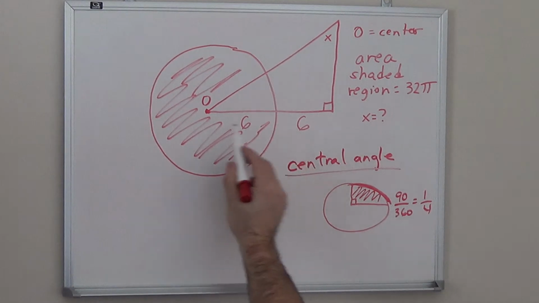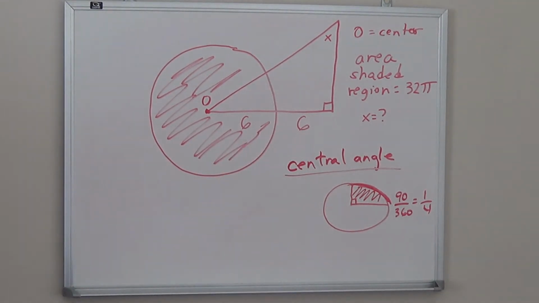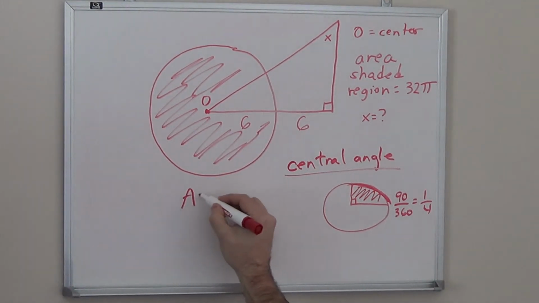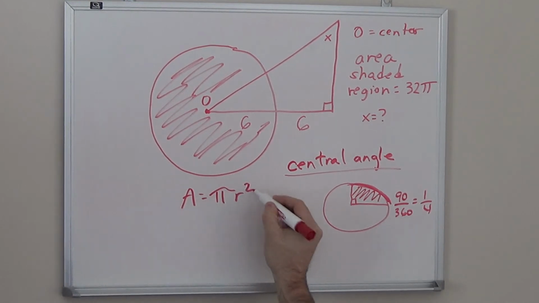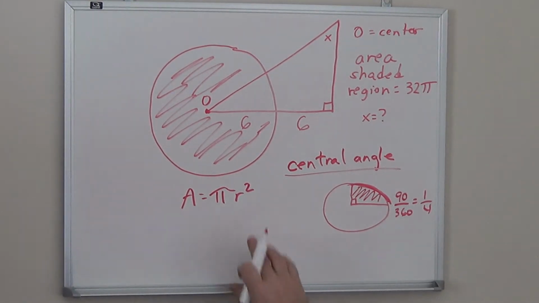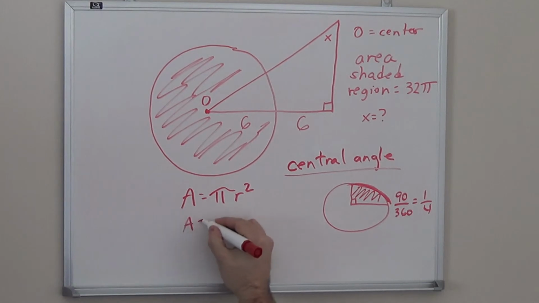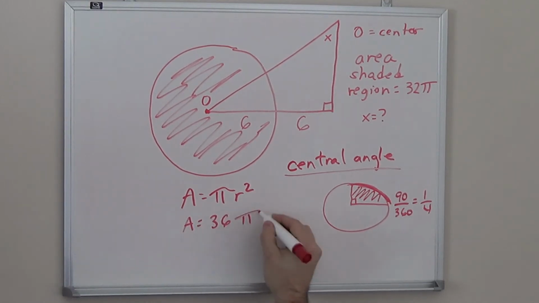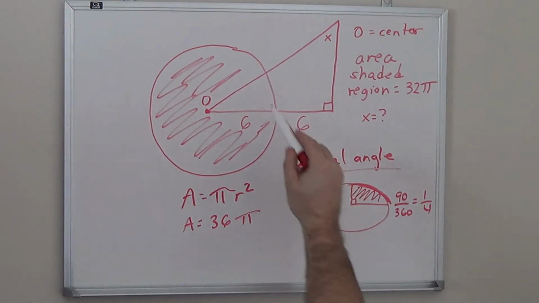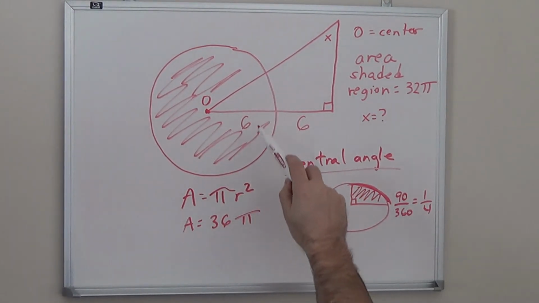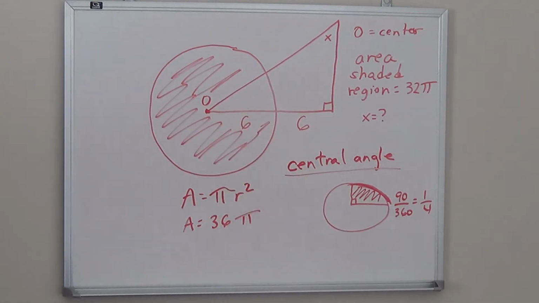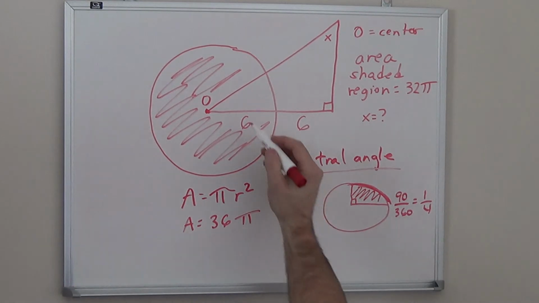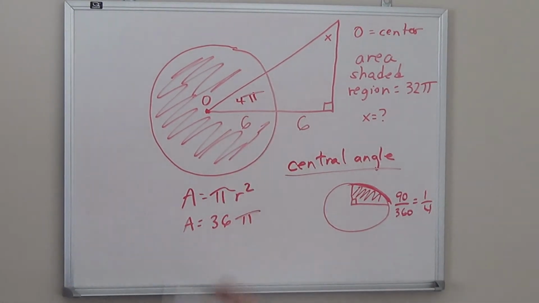Well, they were kind enough to give us the radius, right? They told us the radius was 6. We should know by now that area is pi r squared. So if we pop the 6 in there, we can determine that the area of the entire circle is 36 pi, right? So if the whole thing is 36 pi and the shaded part is 32 pi, well, if we just subtract, 36 pi minus 32 pi, that should tell us that that piece is 4 pi.